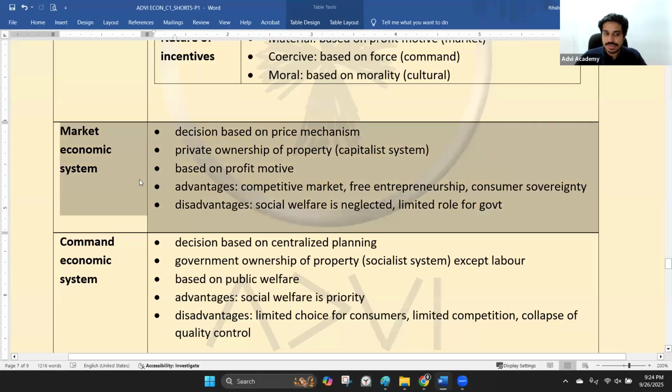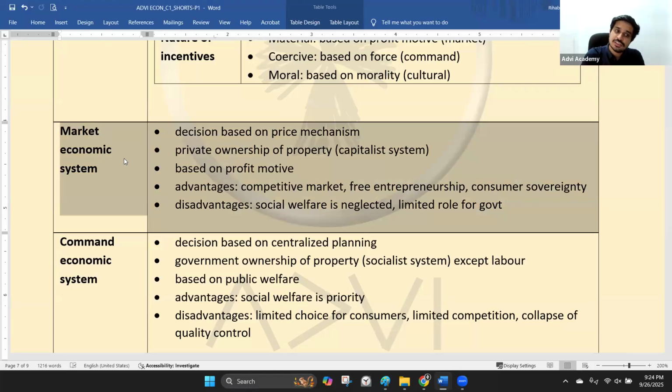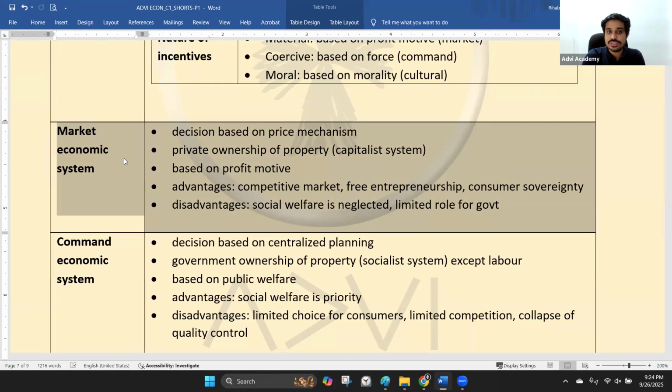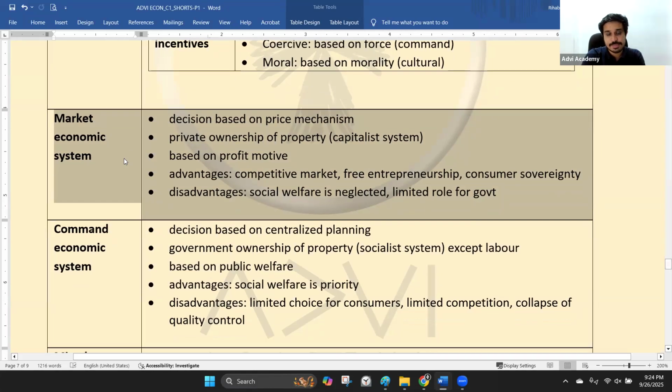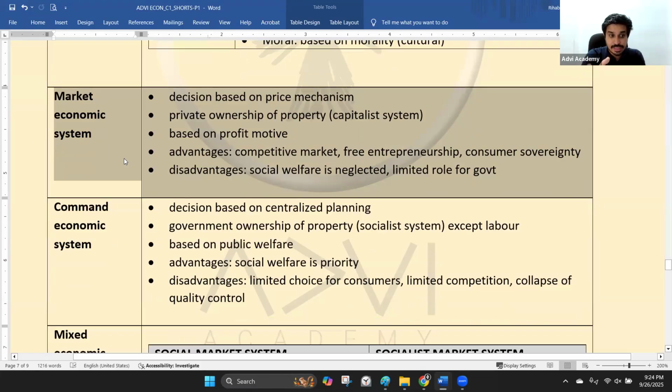This is your market economic system. To be very honest, in today's world, there are no countries that are 100% market economic system or 100% command. Those days, America used to be 100% market economic system, and Russia and China and Cuba, they used to be 100% command economic system. It was capitalism versus socialism. Capitalism is America, socialism is Russia, followed by China.